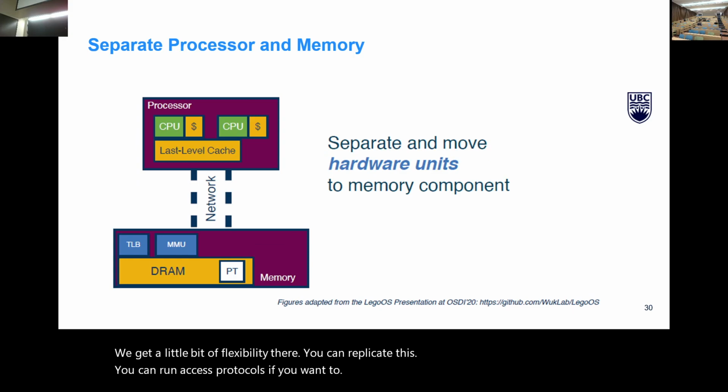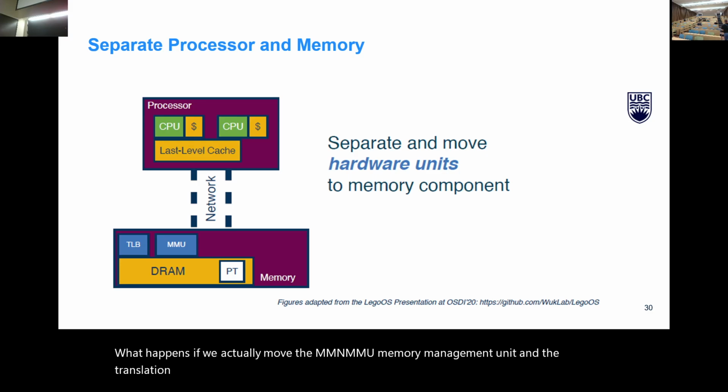Well, what happens if we actually move the MMU, the memory management unit, and the translation lookaside buffer, i.e. the virtual-to-physical translation cache? We can move that to that disaggregated memory. Well, this starts to get interesting. The previous picture was like, not that different.